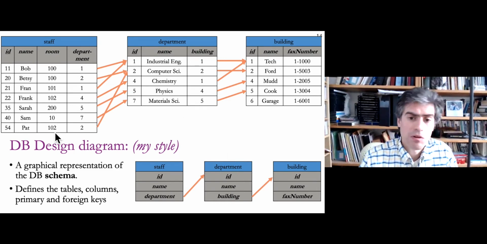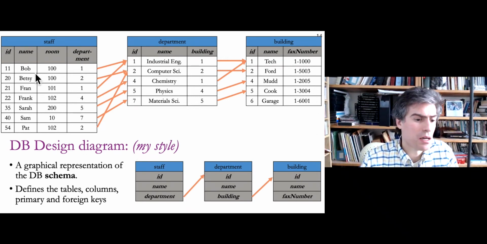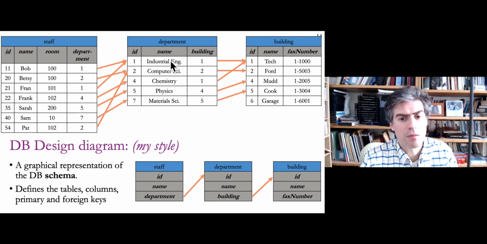So here's an example of what that process looks like. On the bottom part of this diagram is how I would draw a schema for this particular data set. This data set is a staff listing. So you have people who are in certain rooms and departments, and the people are associated with different departments. Those departments are associated with different buildings.